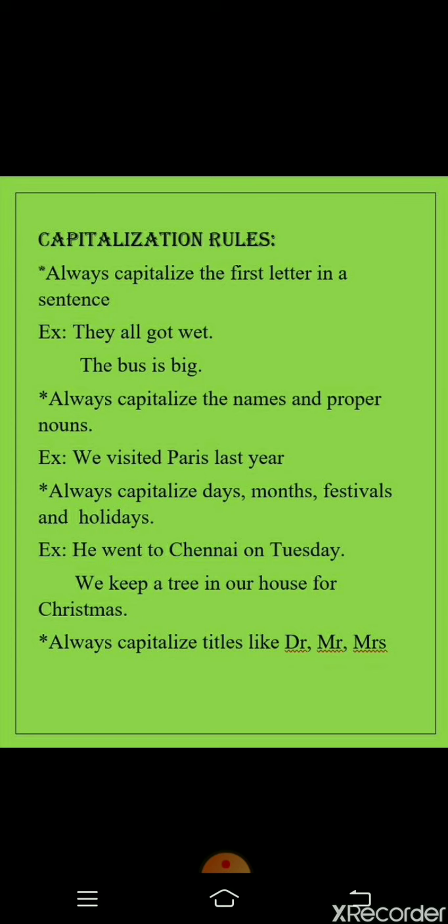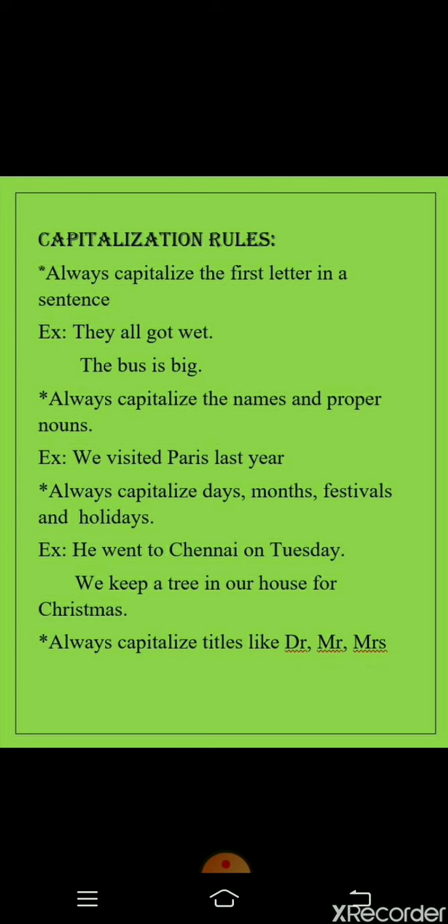First one, always capitalize the first letter in a sentence. So when we start writing a sentence, we have to start it only with a capital letter. Example: They all got wet. The bus is red. So the starting letter is a capital letter. The second rule is always capitalize the names and proper nouns. So all the names and proper nouns in a sentence should start only with a capital letter. For example, we visited Paris last year.